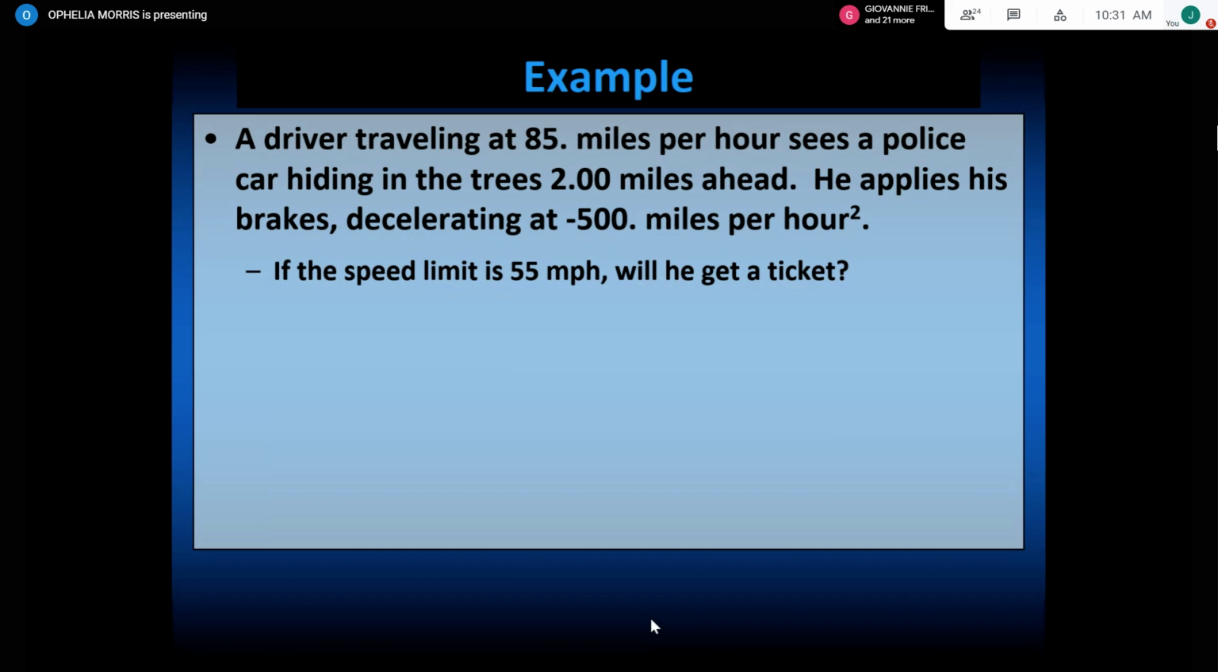So now that I went on my tangent, does anybody know? What do you think? Do you think this person is going to get a ticket? No? Okay, so let's go to the problem set.